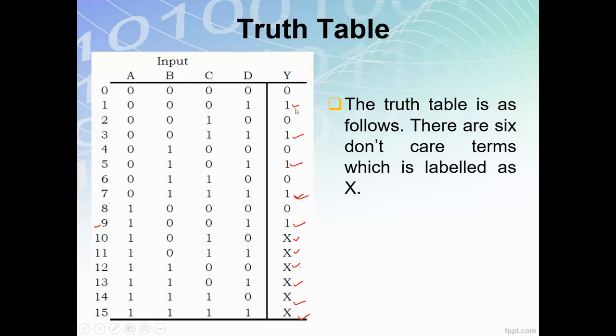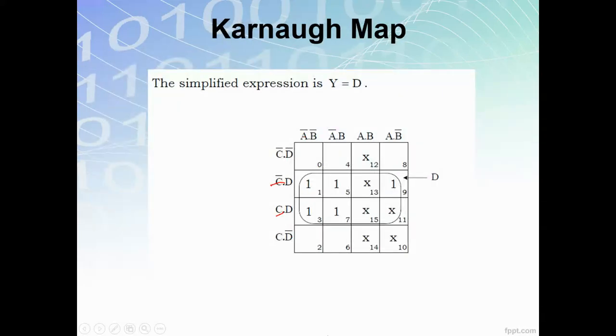So for the rest, you can plot all the outputs of one into a K-map and get the Boolean expression, and after that you can draw the circuit diagram. Okay, so that's all for chapter 4.